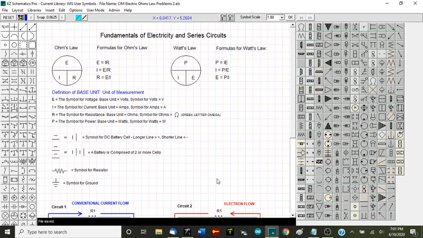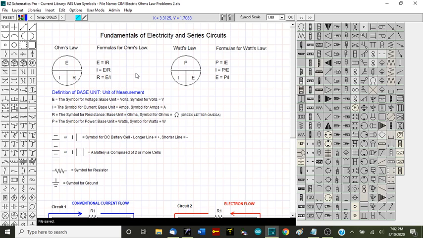This tutorial is going to be about the fundamentals of electricity and series circuits. I'm going to try to take it slow. There's a lot to grasp. We'll begin with some of the formulas for variables of electricity. We'll start with Ohm's law.